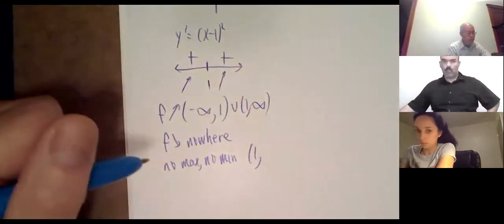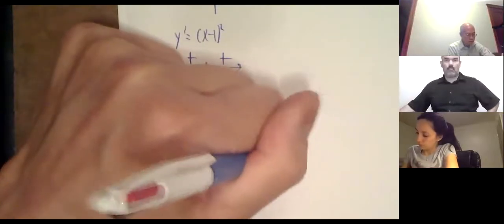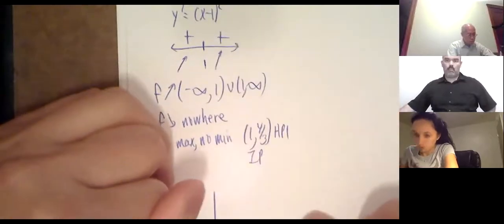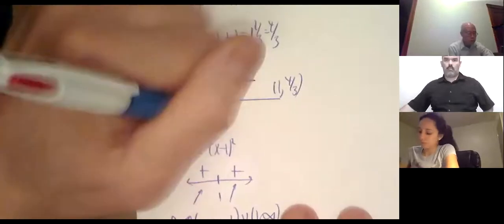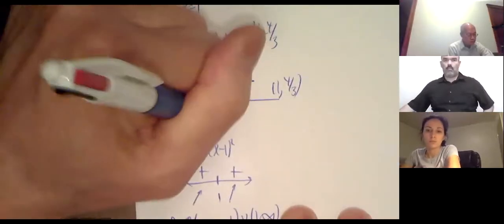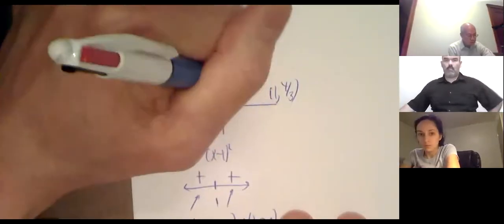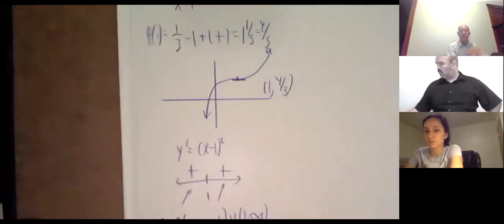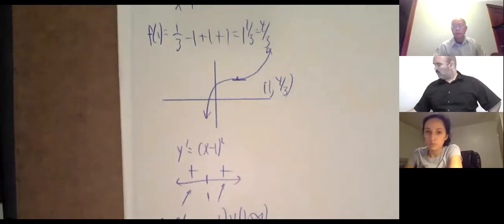I will have a horizontal point of inflection. 1 comma 4/3 is a horizontal point of inflection. I basically was calling it an inflection point. Oh, I already did the graph here. Okay, so it comes in at a slope of 0, increases, slope is 0, and goes back and increases again. So that's basically it.